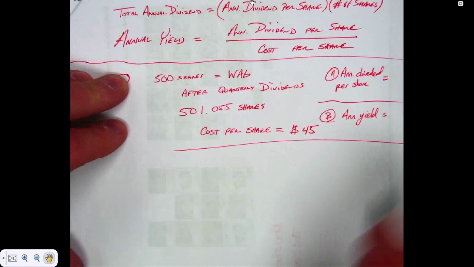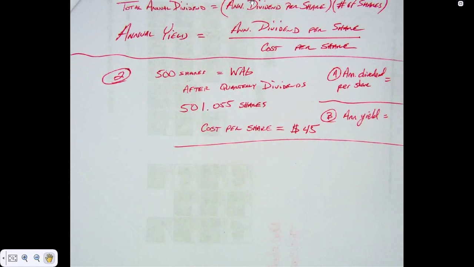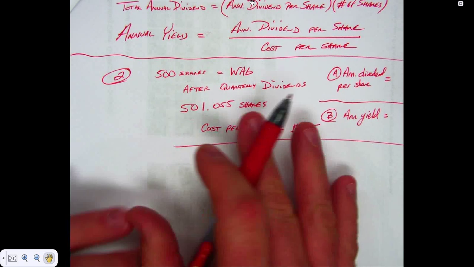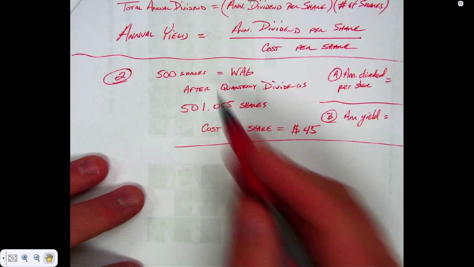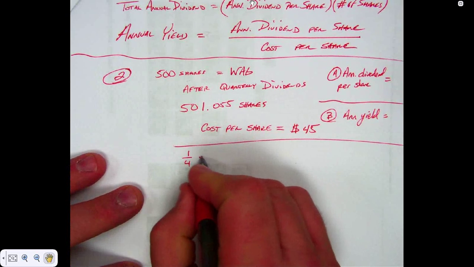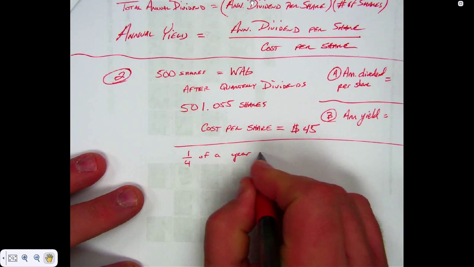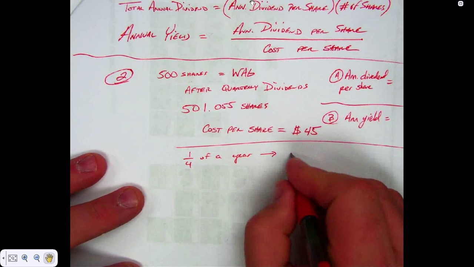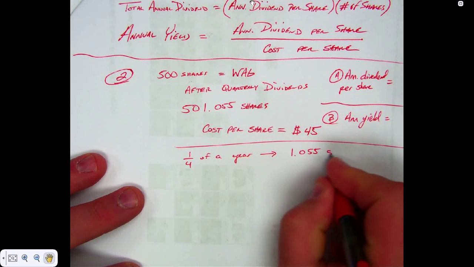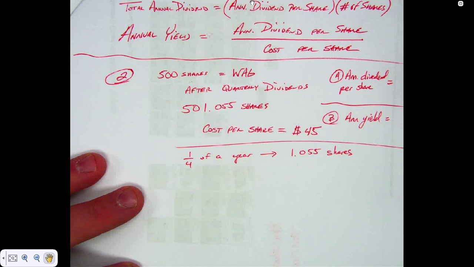Okay. Now, what makes this one a little weird is that dividends actually should be given to you in money, not shares. So what they're doing here is, for the first quarter, they're converting your money into shares. So basically, in one quarter of a year, you increased your shares by 1.055 shares. Does that make sense?